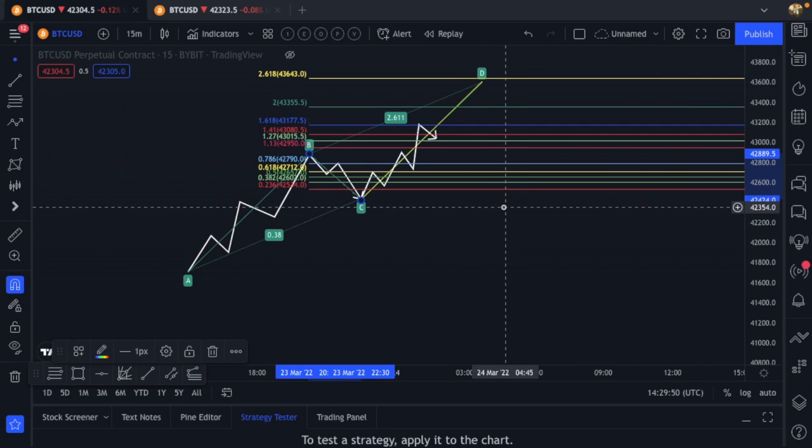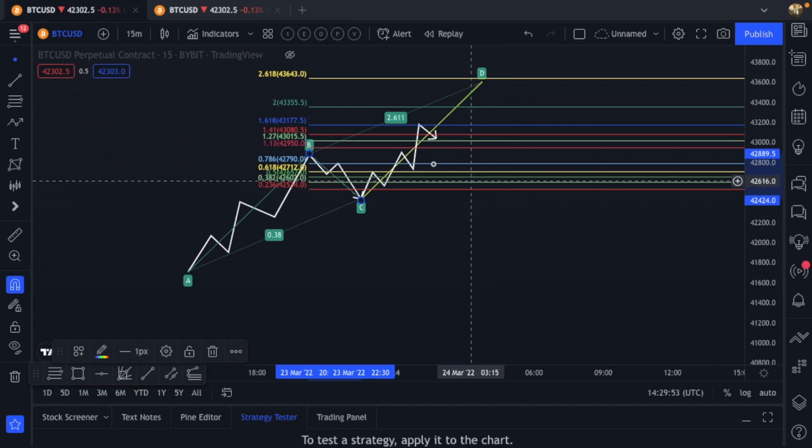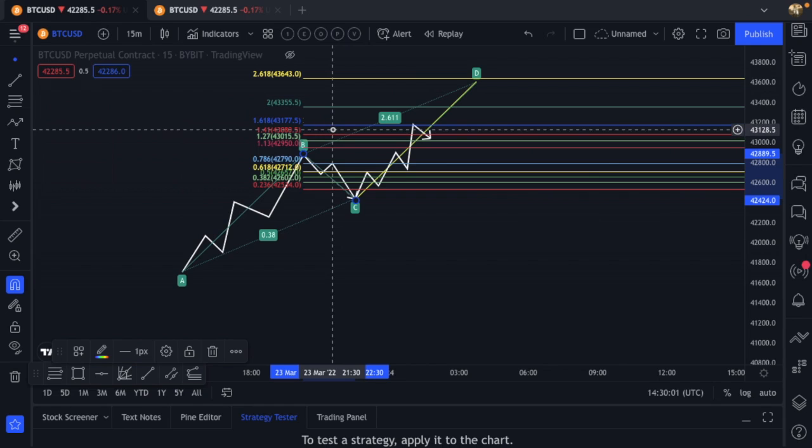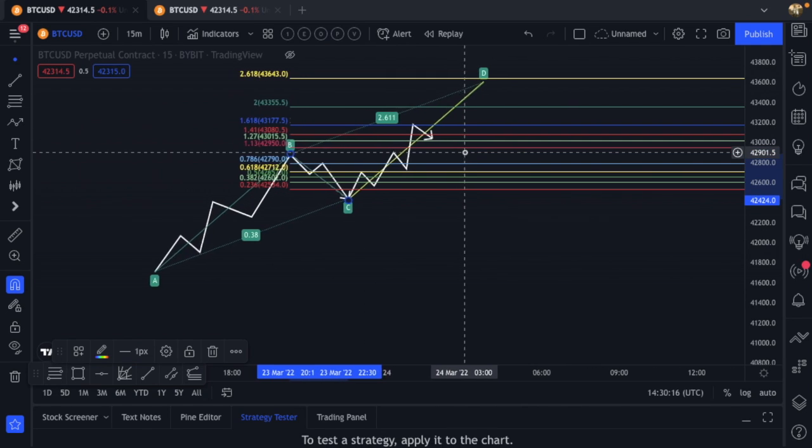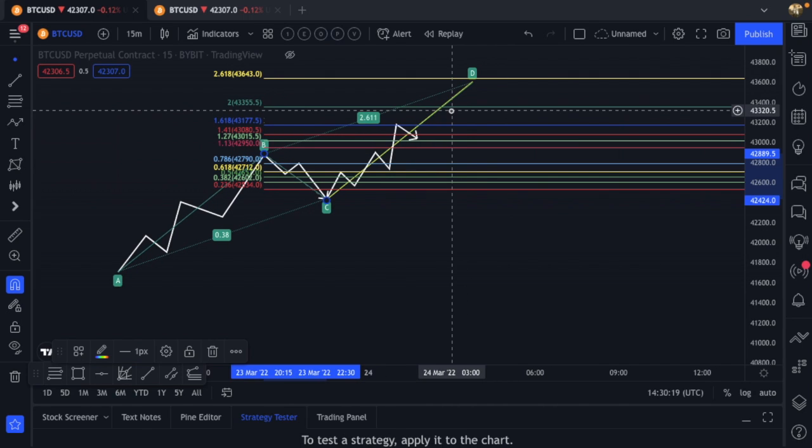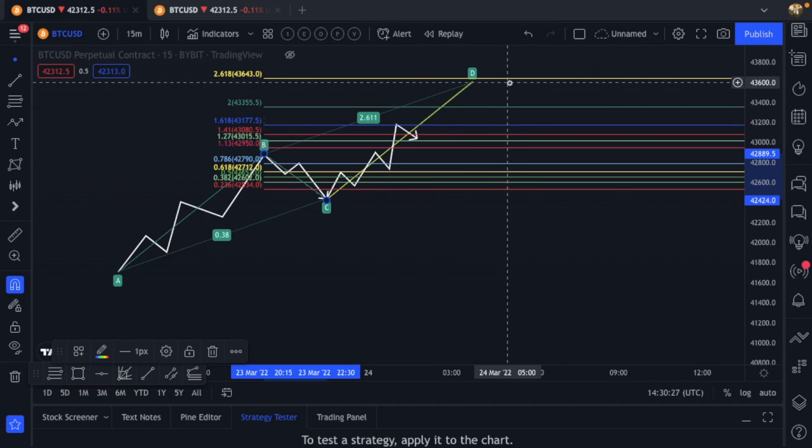Now, open up your ABCD template. The ABC template, like I said, is going to have all of those reciprocal ratios. So you see here we've got the 1.13, the 1.27, the 1.41, the 1.618, the 2, and the 2.618. On very rare occasions, this will go to the 3.618, but very rare. So what we see here is that the 2.618 ratio is lining up very nicely with the terminal point of our projected trend line here.